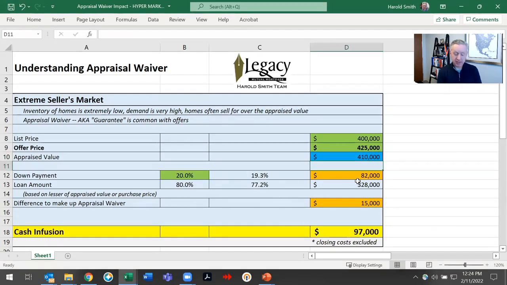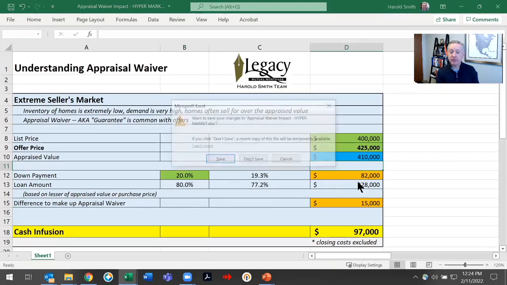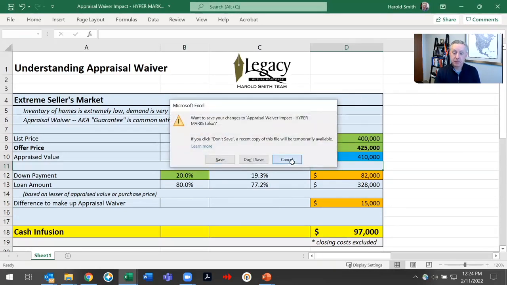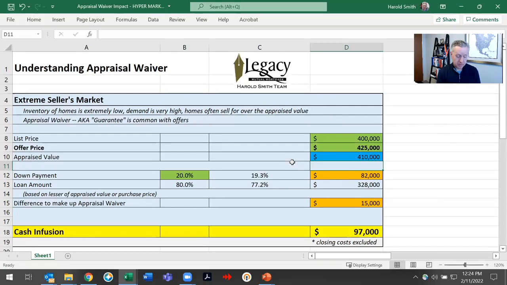Well, notice what happened there. Let me undo that. So look at that cash infusion. Whoop, back up. There we go. So 85,000 if it all appraises fine, 97,000 if it doesn't appraise. Why? Because the loan amount had to go down. There's a delta of 15,000. That's the difference of what it didn't appraise for, and the buyer's got to make up that difference.